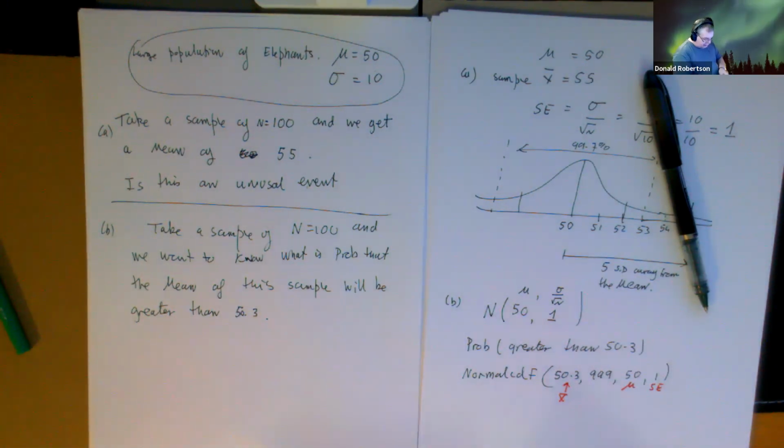Do you think that number is going to be quite big or quite small? What's your gut feeling? Has anybody got a gut feeling? I mean, the population's 50 and your sample is 50.3 or bigger. While you're thinking about that, I'm actually typing it in to find out.